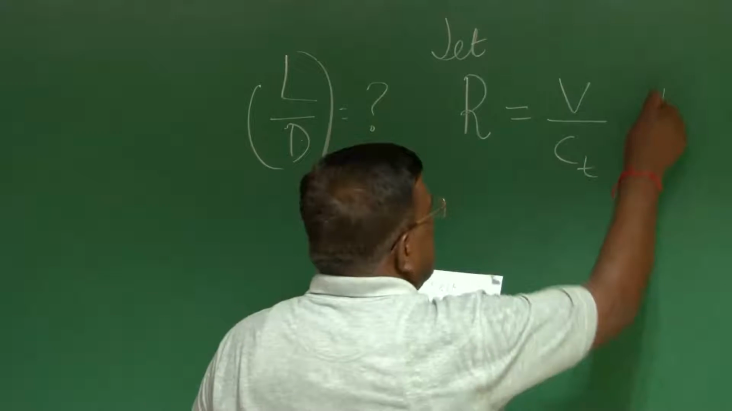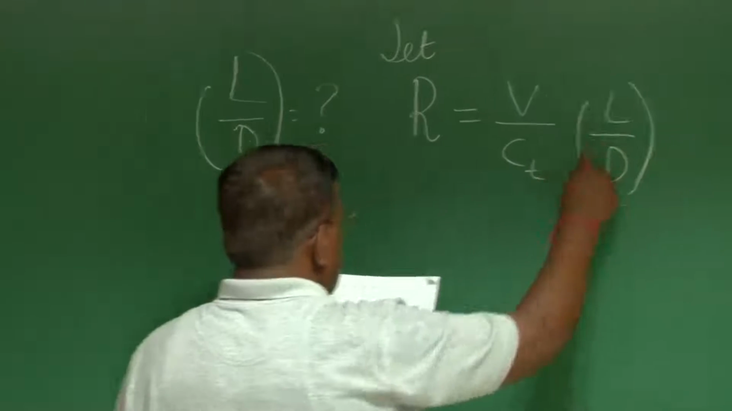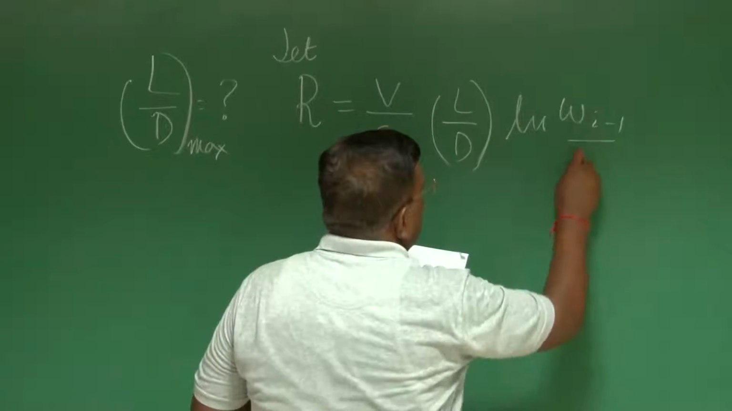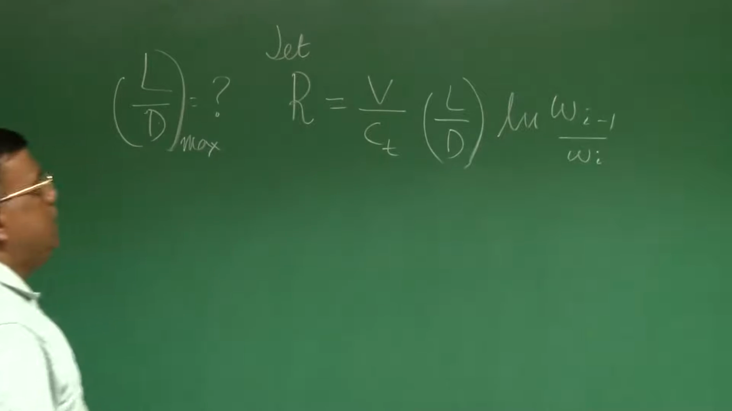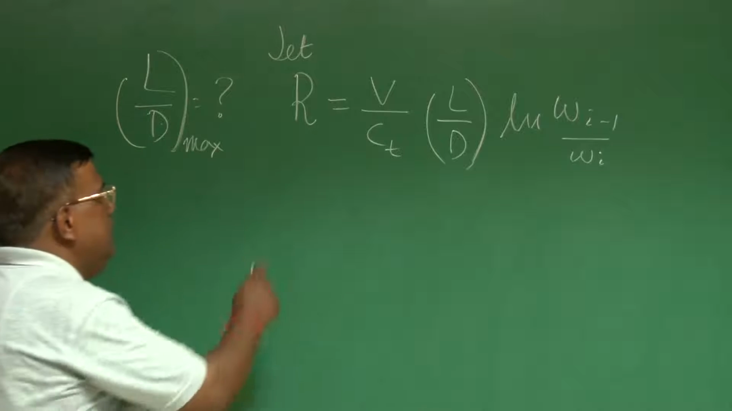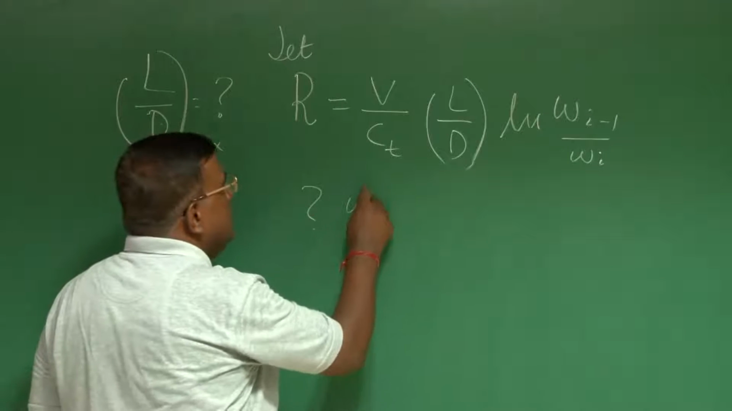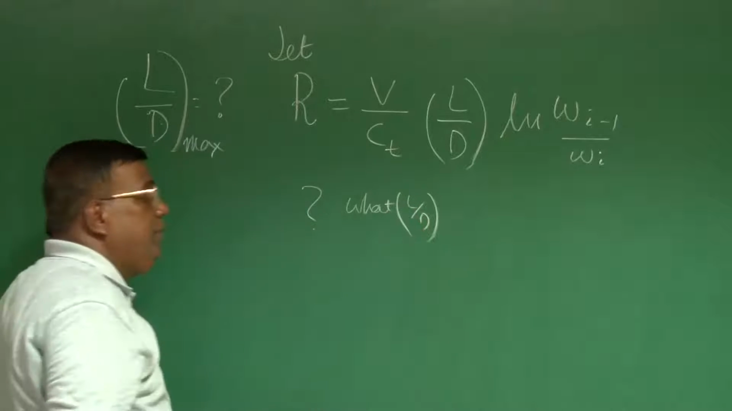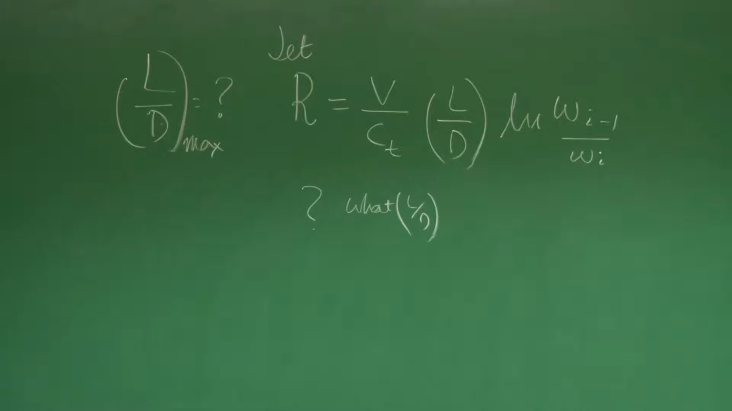Question was, if this is the expression for range for a jet-driven airplane, to ensure I get maximum range, what should be the initial number for L by D? That is, at what L by D I should configure my airplane to be capable of.